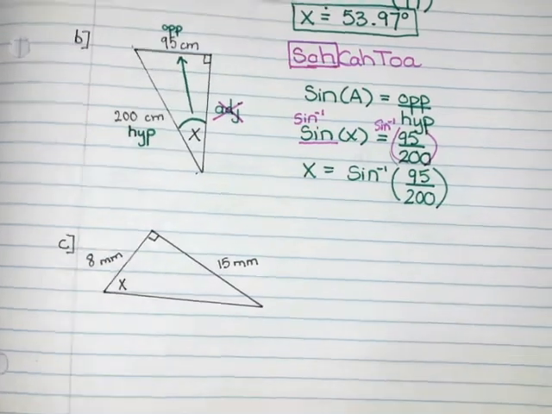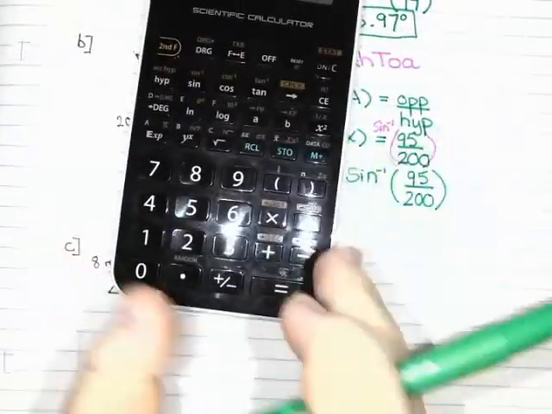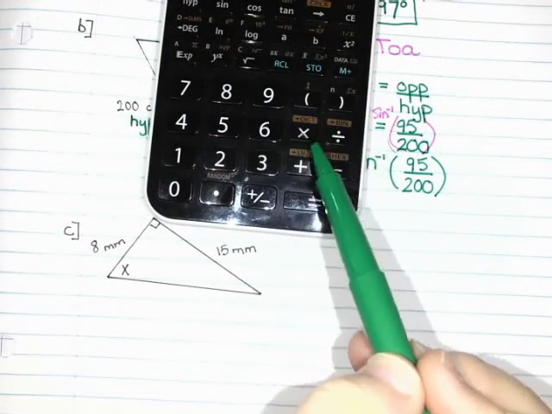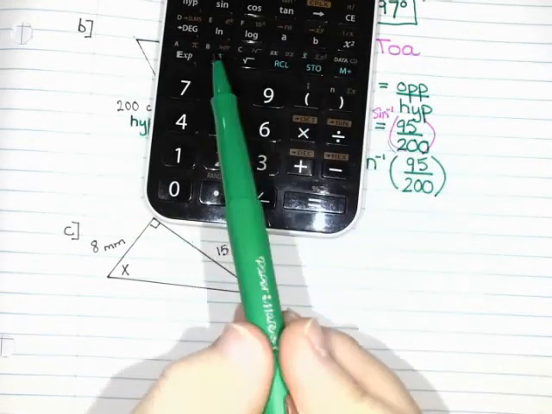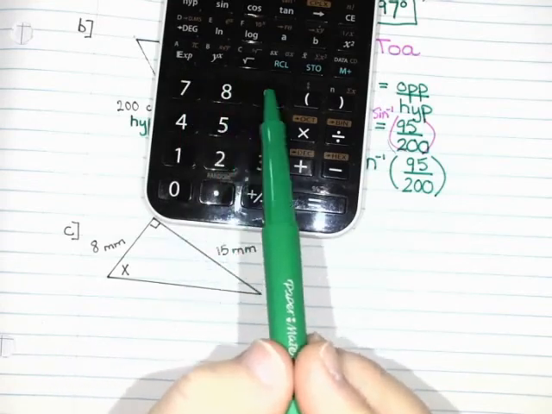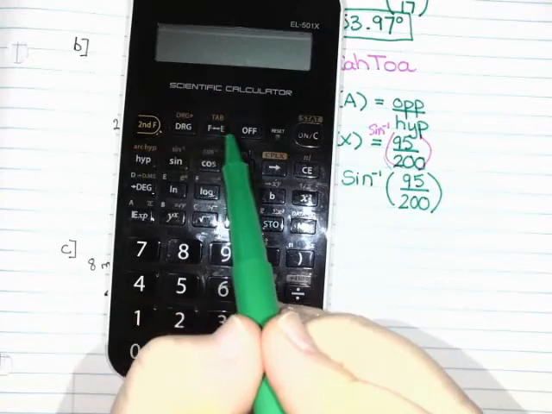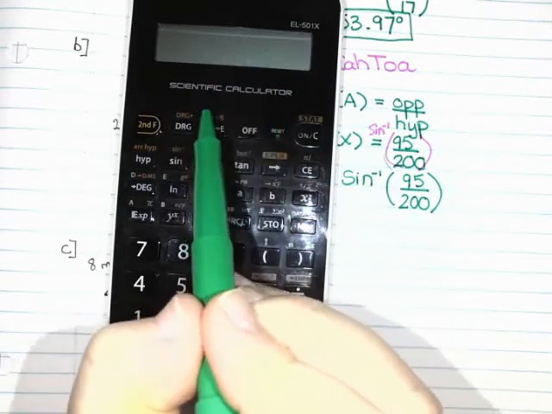If you're having trouble finding your bracket keys, they are often in a couple of different places. They could be here above your multiplication and division. Sometimes they're up here just above the 8 and the 9. Sometimes if you have one of those circles, it's on the left and right side of the circles on your calculator.